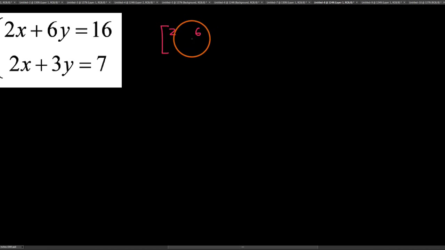So we have our coefficients 2 and 6 and 2 and 3, and then of course our constants in this particular instance are 16 and 7. So here's our 2 by 3 augmented matrix. And what we want to do is solve the system using elementary row operations.